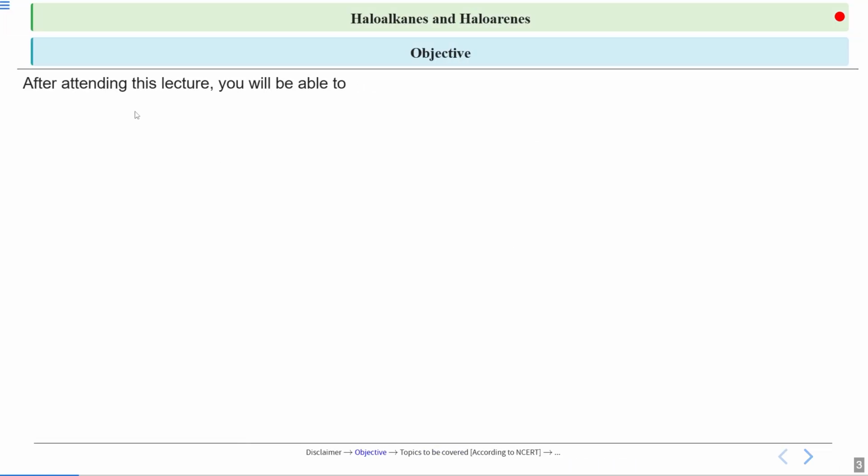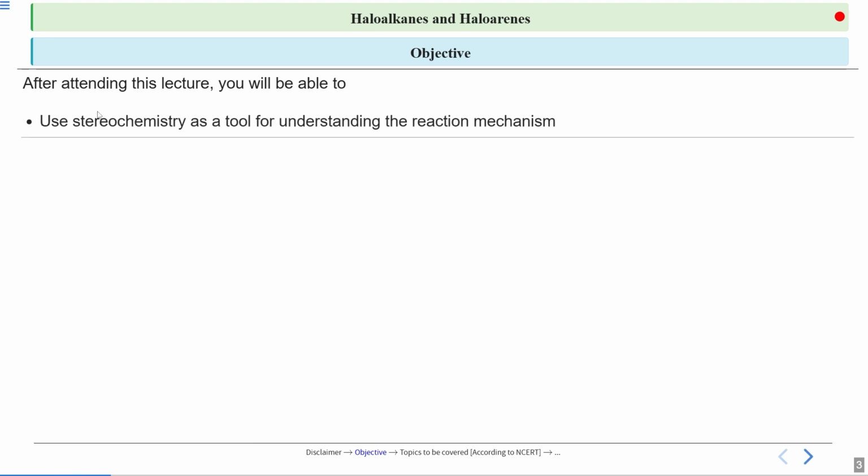Objective of today's lecture. After attending this lecture, you will be able to use the stereochemistry as a tool for understanding the reaction mechanism. So today we are going to focus on the stereochemistry to better understand the reaction mechanism.